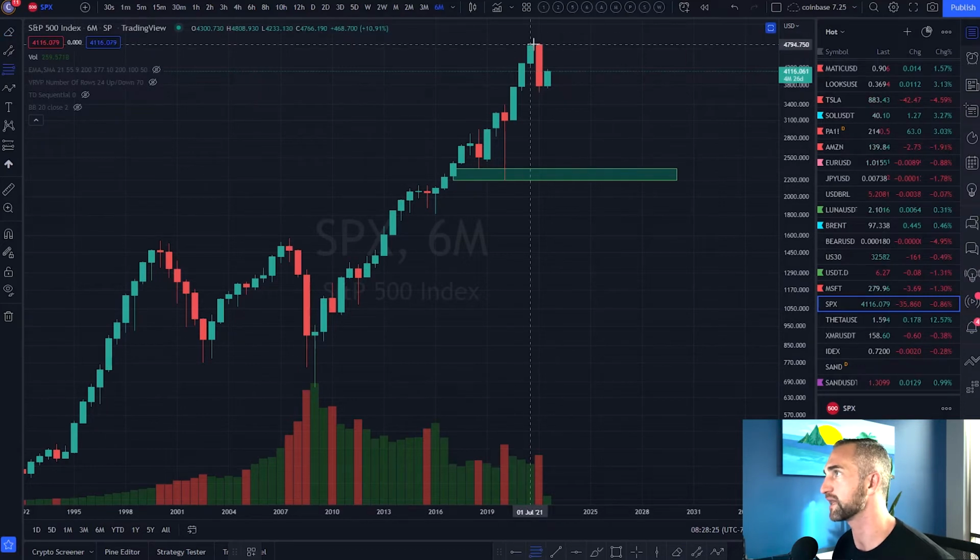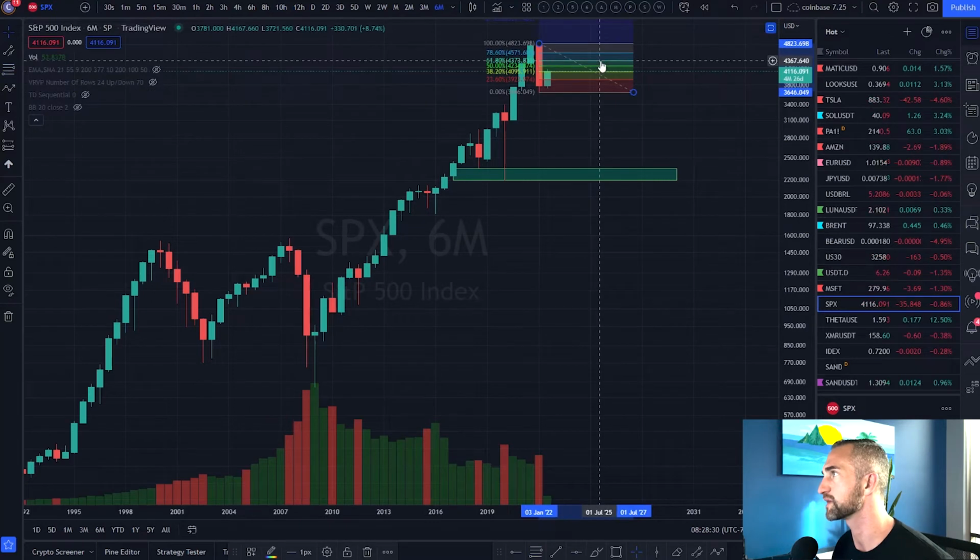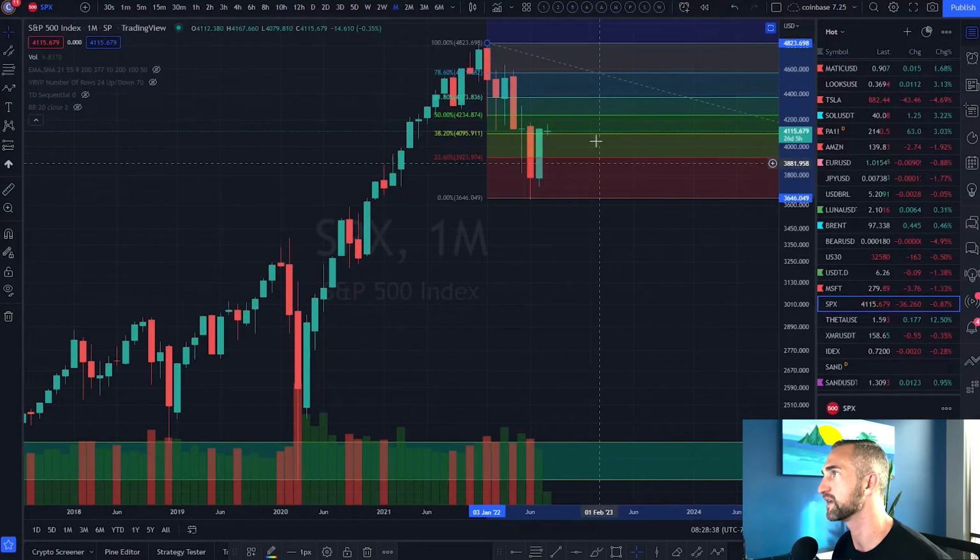And where would it get invalidated? Well, the first warning sign would be the S&P closing back above 4,400 on the 6-month time frame. Even something like the monthly, if we get back above 4,400, that would be your first warning sign. But keep in mind, that is the area where the bull traps come in at the 618 fib.